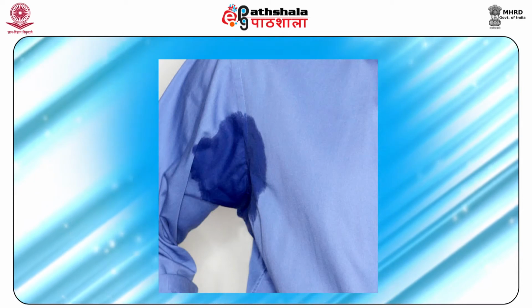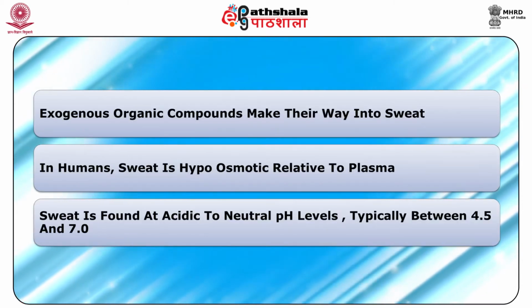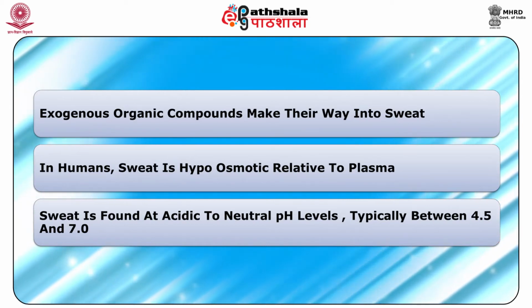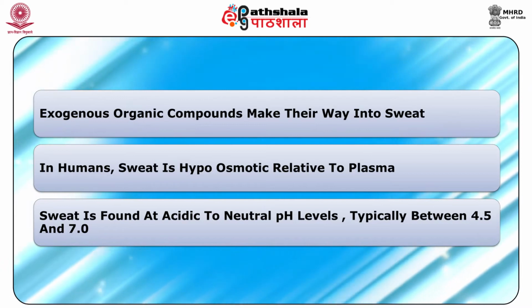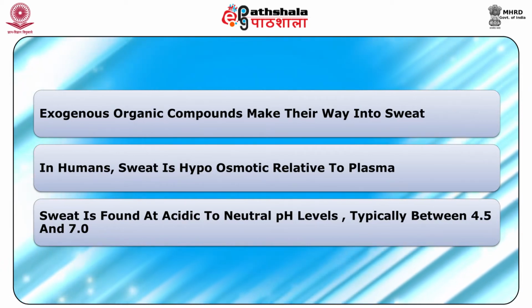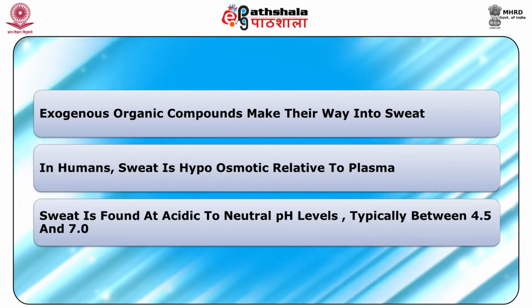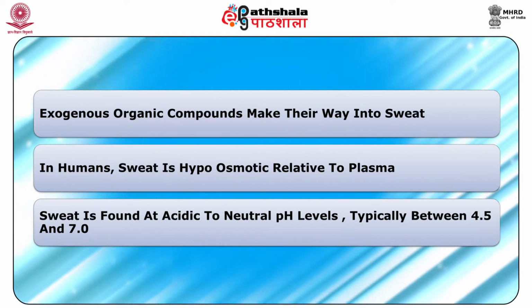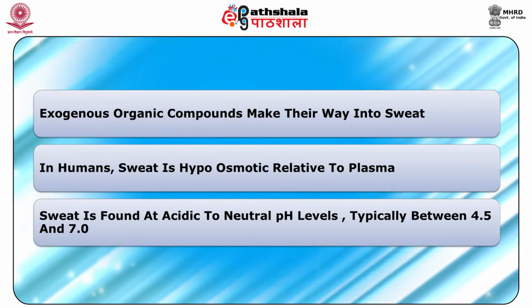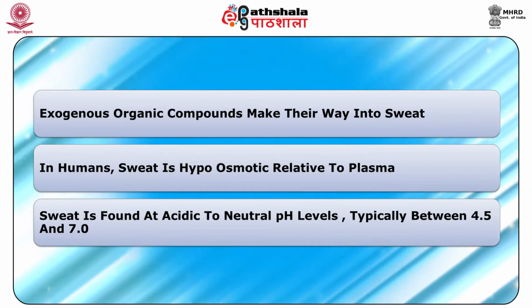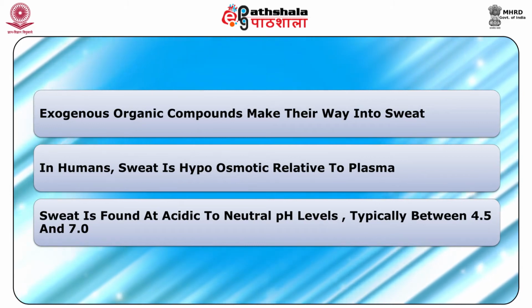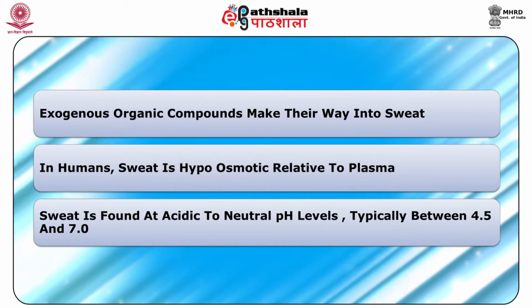with correspondingly lower concentrations. Some exogenous organic compounds make their way into sweat, as exemplified by an unidentified odoriferous maple syrup compound and sentient compounds in several species in the mushroom genus Lactarius. In humans, sweat is hypoosmotic relative to plasma, that is, less salty. Sweat typically is found at moderately acidic to neutral pH levels, typically between 4.5 and 7.0.